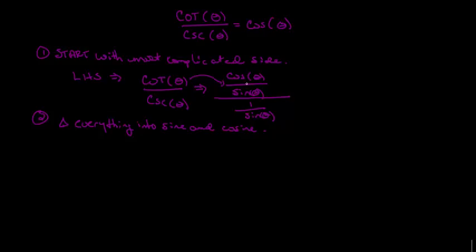Now we've got two fractions, one over the other. And so we're going to take the top of that, so here's the numerator, and we're going to multiply it by the reciprocal of the denominator. Now if you notice, the sines cancel out. And if we multiply straight across, we end up with just cosine theta.